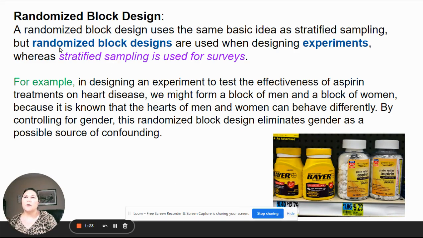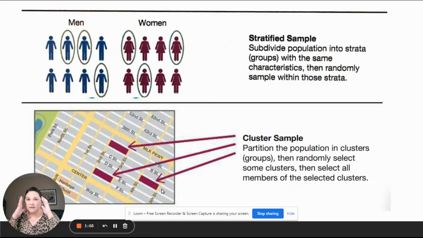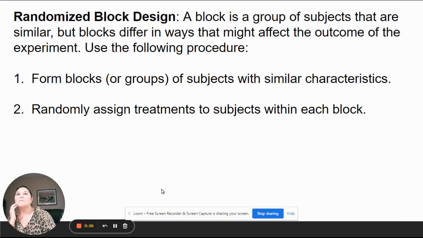So the randomized block design is more related to experiments, when stratified sampling is used more for when you're taking surveys, more like observational. And because when you think about the block design, you can also think about this concept of treatment, no treatment, right? Is that I've got these two groups and some people are going to get the treatment and some people are not going to get the treatment.